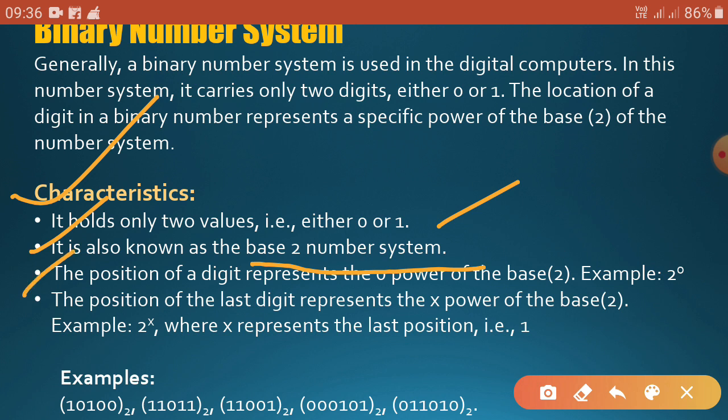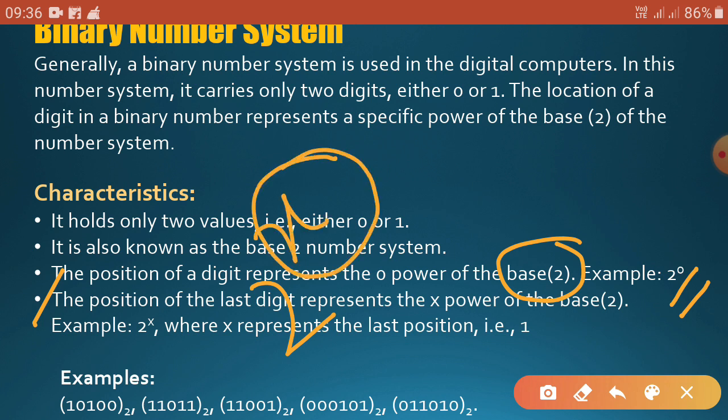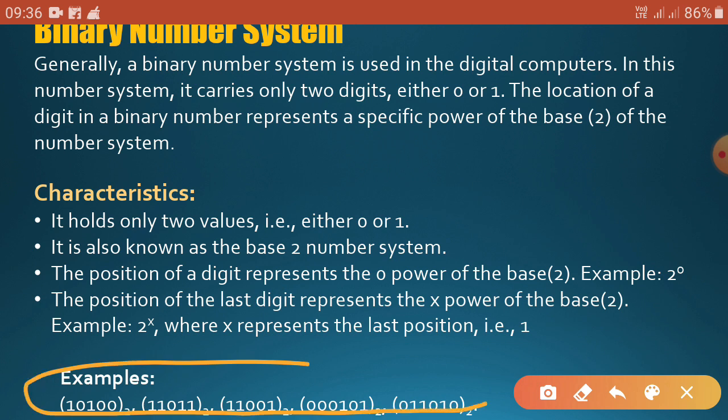Number 3, the position of a digit represents the 0 power of the base 2, example 2 to the power 0. The last one is the position of the last digit represents the x power of the base 2, example 2 to the power x, where x represents the last position. And the examples are like that.